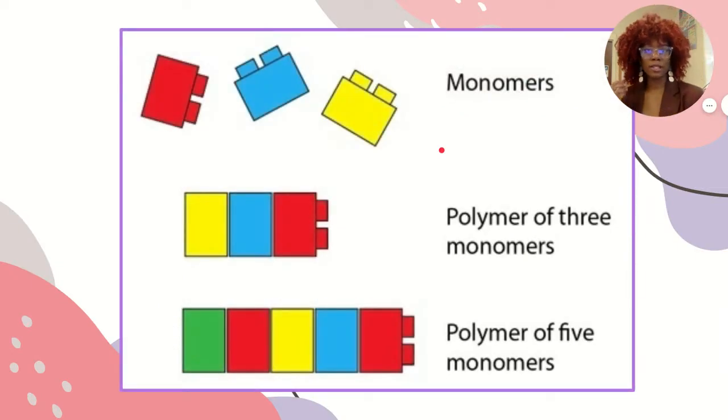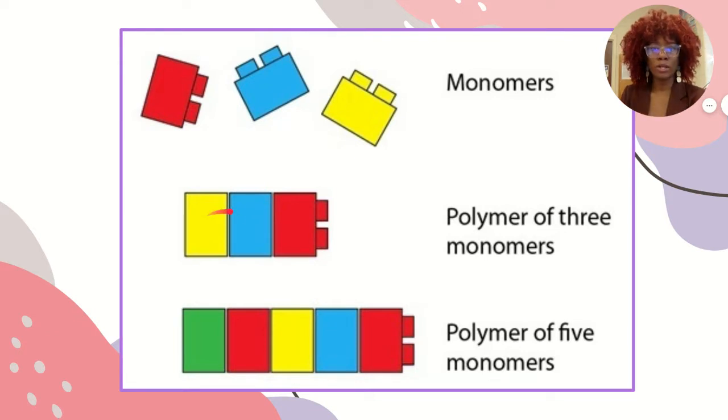This is what this could look like. This is a representation using little Lego pieces. So each individual block is a monomer, right? Because it's one piece. But if I put those three things together and I connect them, then suddenly I have a polymer, right? Because it's many pieces that are all connected together.